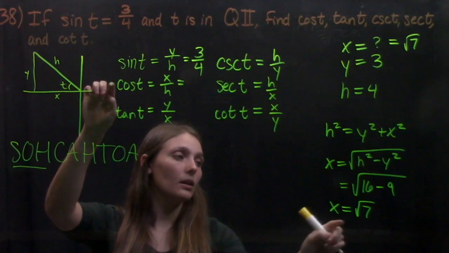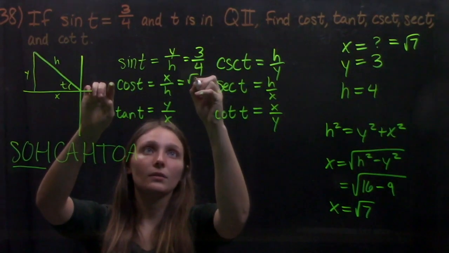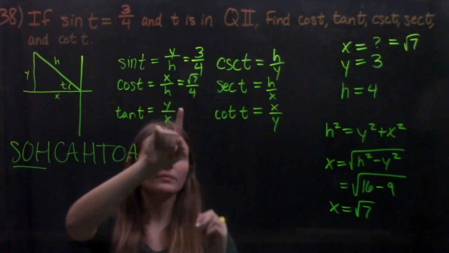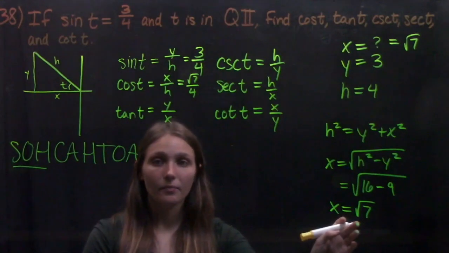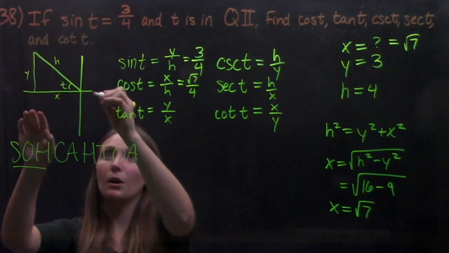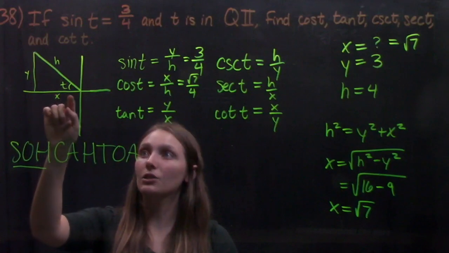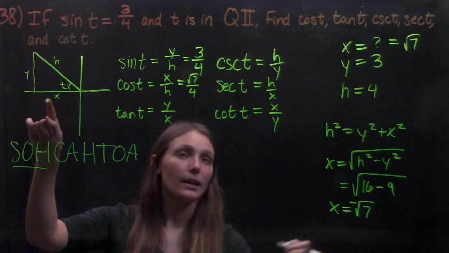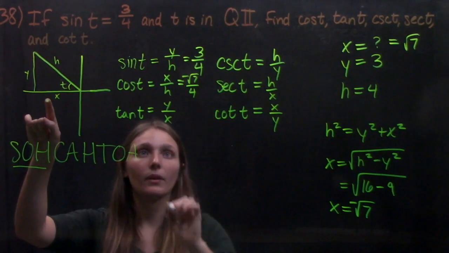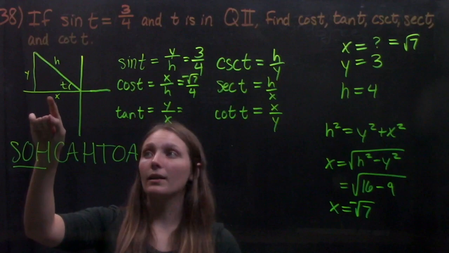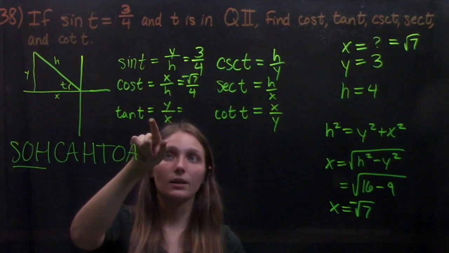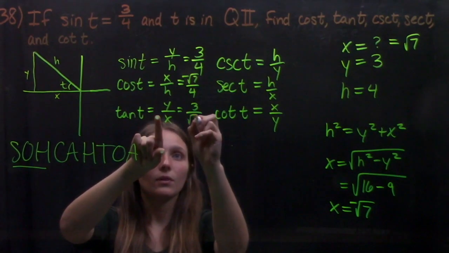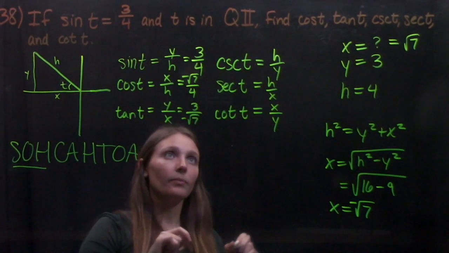So now all that's left to do is plug in all these numbers. Our cosine of t equals x, square root of 7, over h, which is 4. However, with this x, we have to make sure that we take it back to the axis we're working with, so it actually goes out to the negative side. So this x is actually going to be a negative square root of 7. Continuing on with that negative, looking at tangent, we have y over x, which is 3 over negative square root of 7.